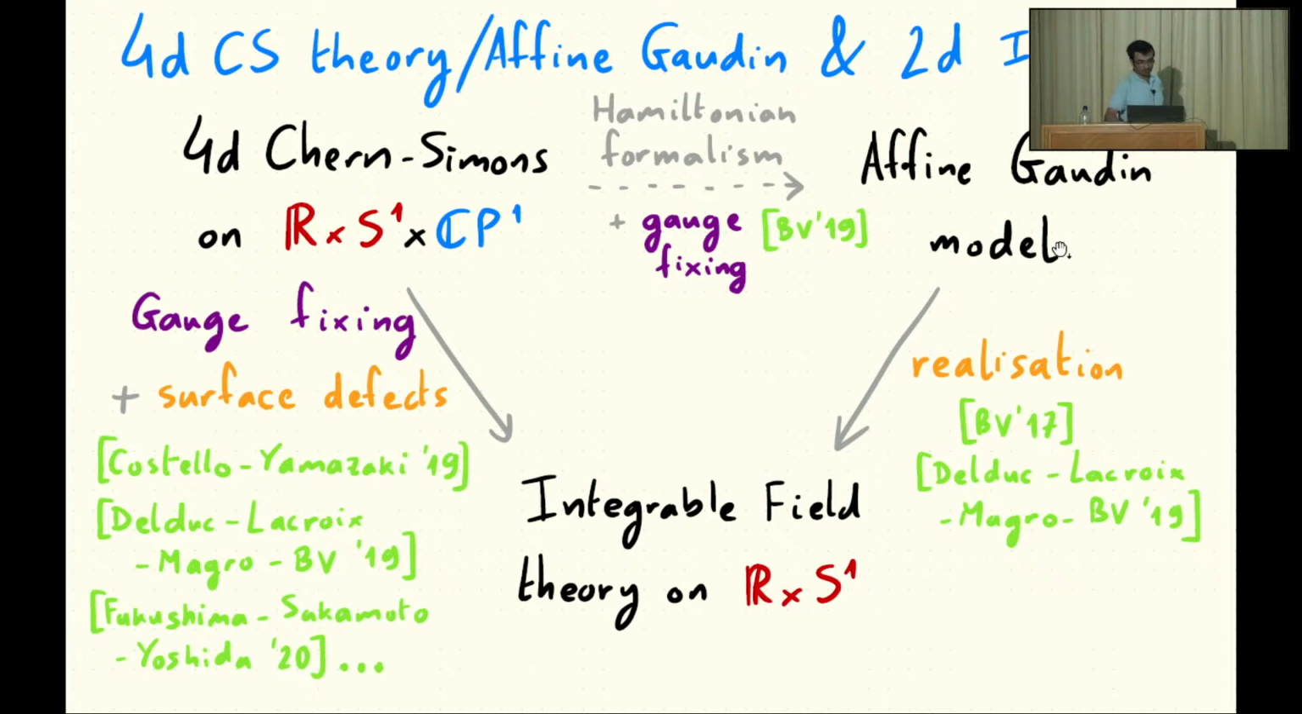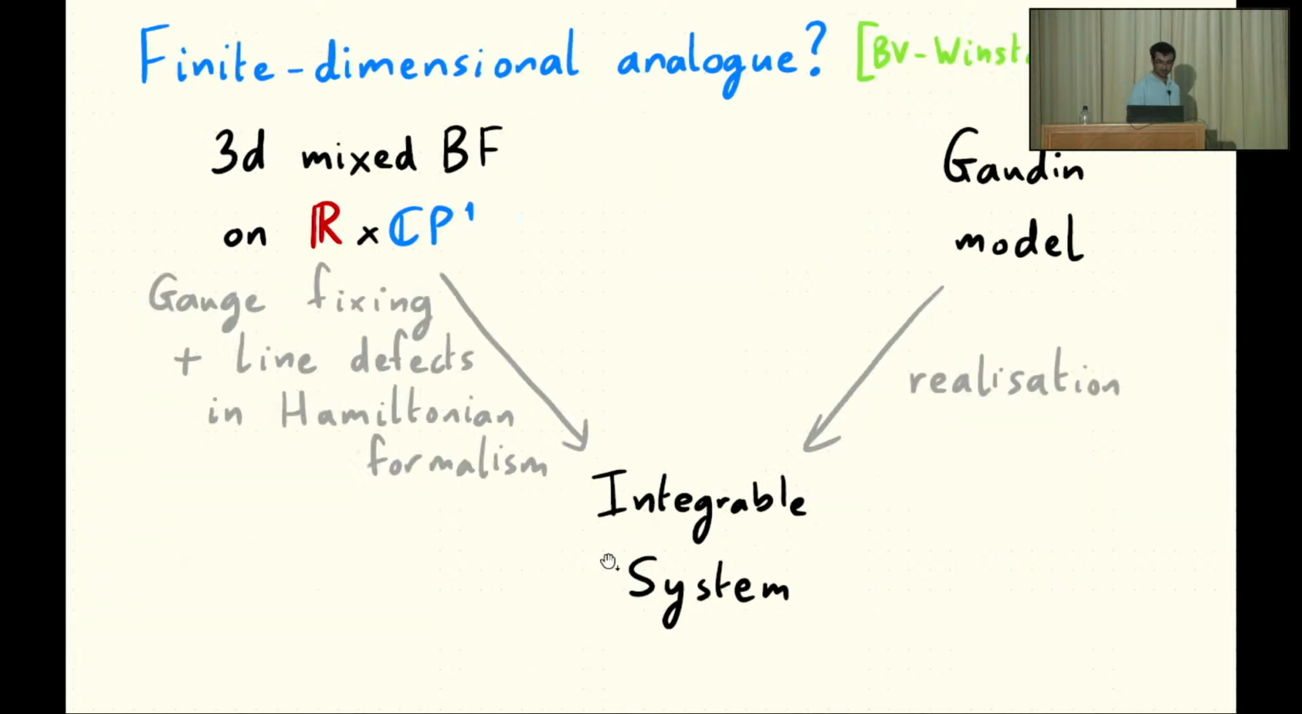The motivation for this work was really to try and understand what is the analog of this picture if I replace the affine Gaudin model by a finite Gaudin model, which is supposed to describe not integrable field theories, but integrable systems of finite dimension. So this is the question: what's the finite-dimensional analog? And the answer is this picture. I'm saying finite-dimensional analog because, as I said, the Gaudin model here is based on a finite-dimensional Lie algebra now.